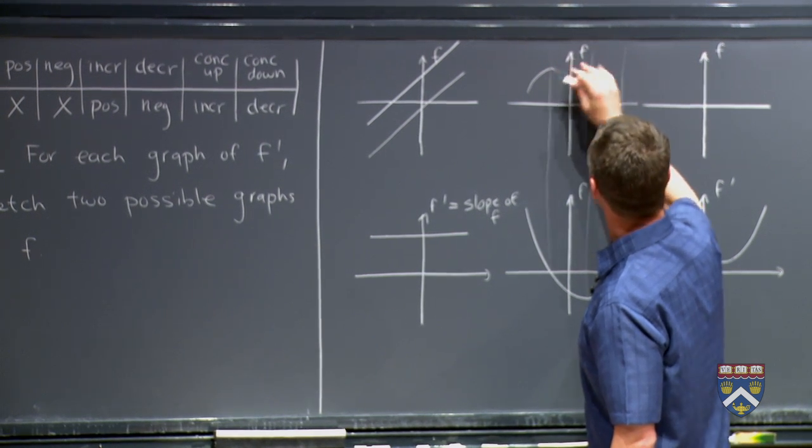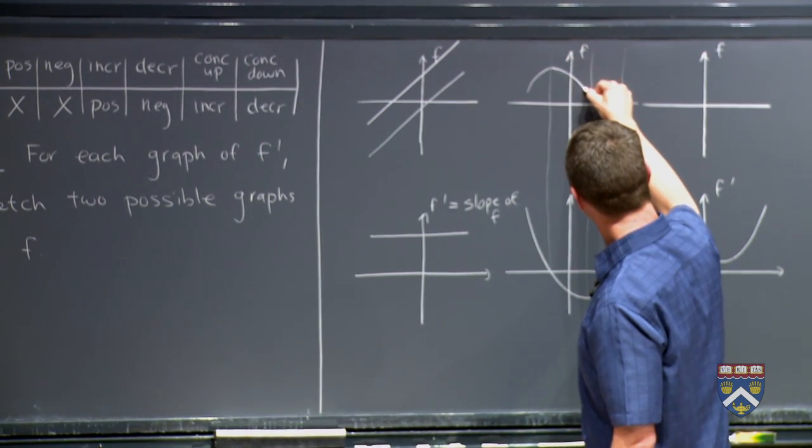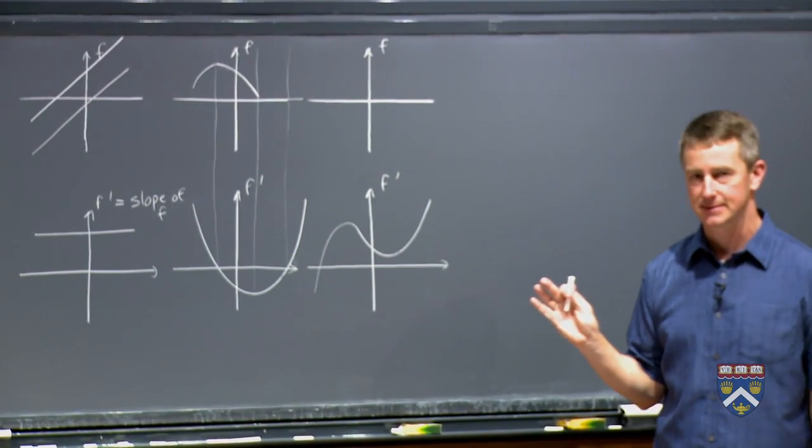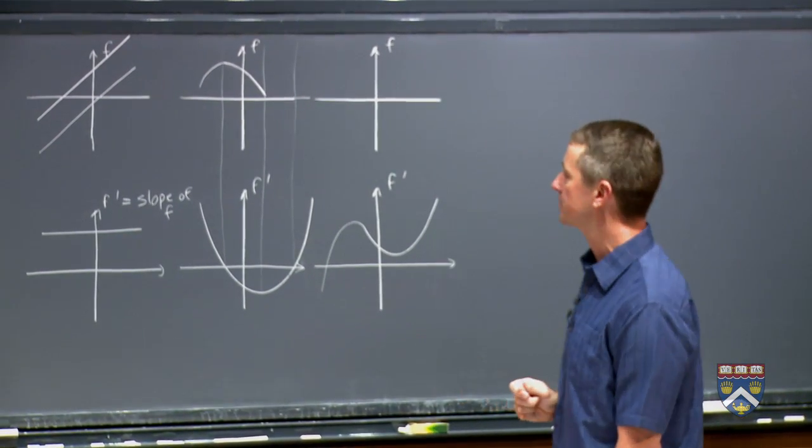That's not very good. Decreasing, concave down. And if your graph is crossing the x-axis somewhere or in a different place than I'm going to, that's perfectly fine.